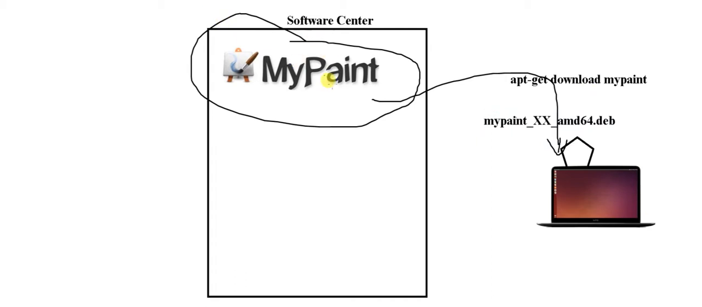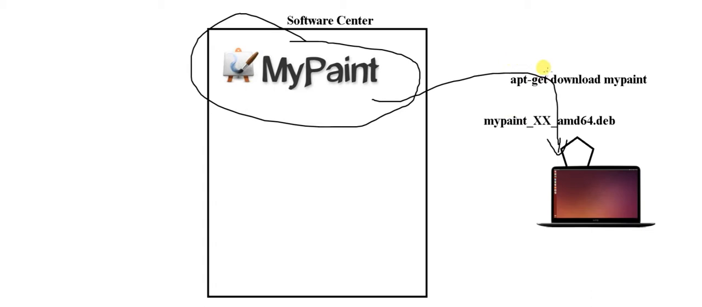So the offline file which you are about to install is called a Debian file. So what is a Debian file? A Debian file is nothing but the offline file of the software which is present in the software center. The software center has the file which you can directly install in your system. And if you want an offline version, you will download the software as a Debian file.